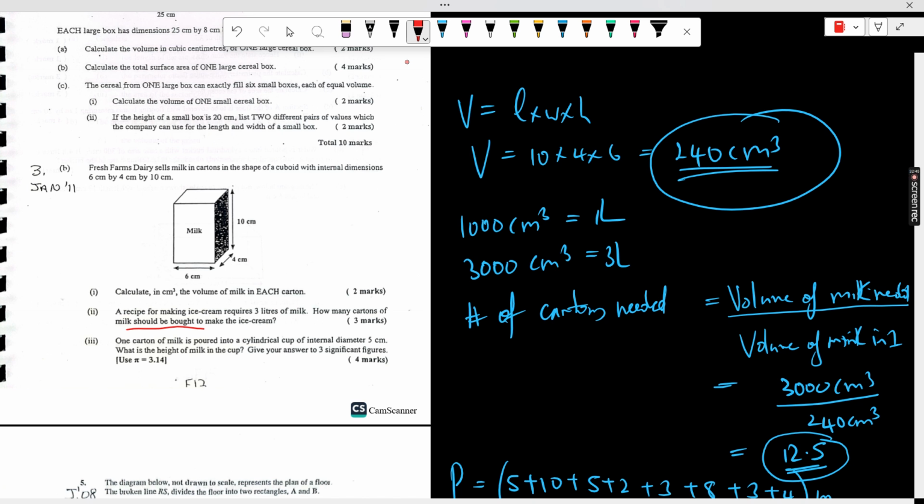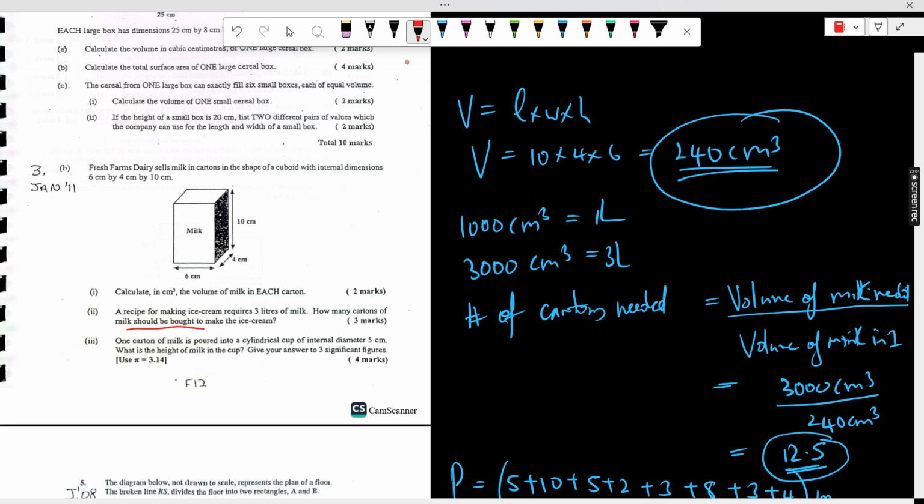How many cartons should you buy? 13. That is correct. The next whole number. So therefore, 13 cartons of milk should be bought in order to get the required amount for the recipe. Very good. Now part three.